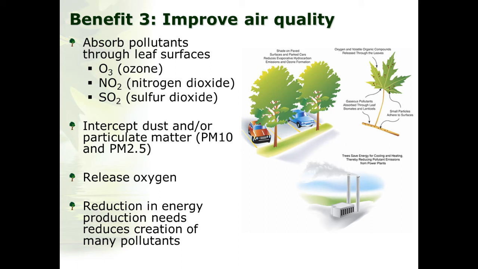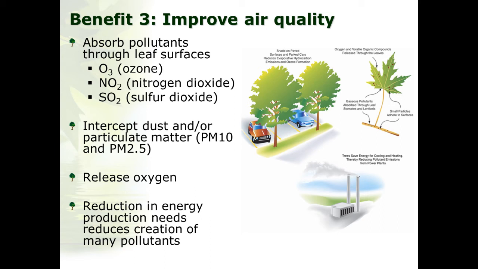The next benefit that trees can provide is improving air quality, and there are a number of different ways, both by absorbing gaseous pollutants through leaf surfaces such as ozone, nitrogen dioxide, and sulfur dioxide, but also through intercepting particulate matter such as PM10 or PM2.5, which are used to describe the size of certain particles. So PM10 would be particulate matter that's less than 10 microns, and 2.5 would be less than 2.5 microns, so finer particulate matter.